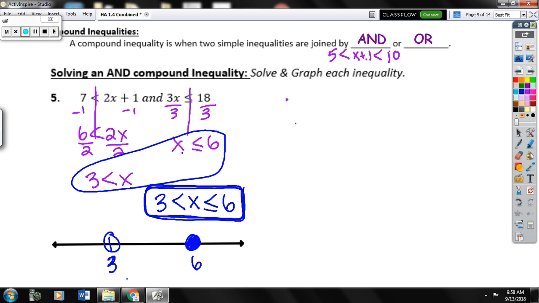We'll put a closed circle on 6, and we will shade in between those numbers. Coming back to us, Algebra 1.